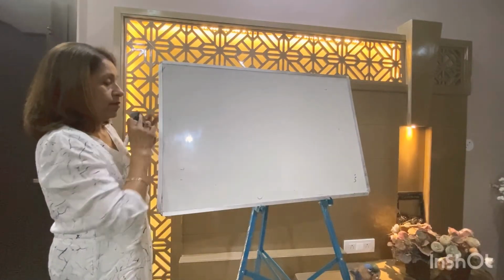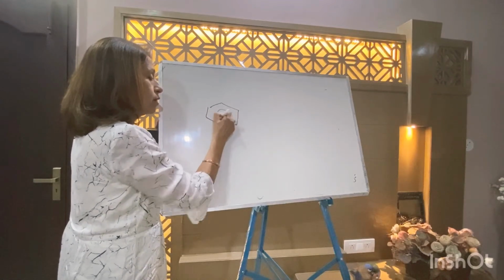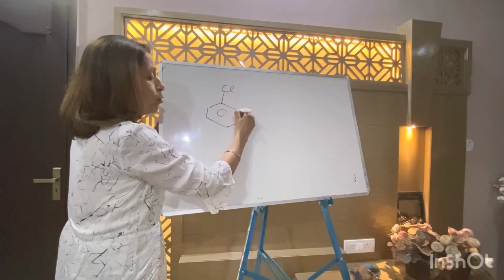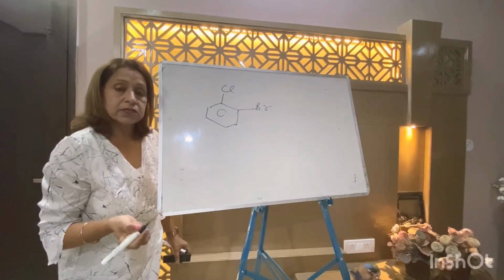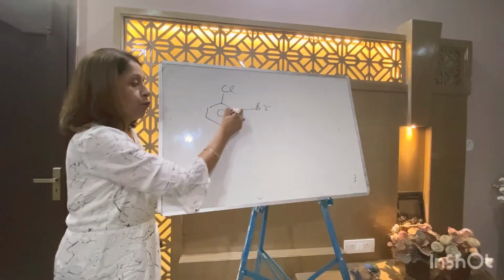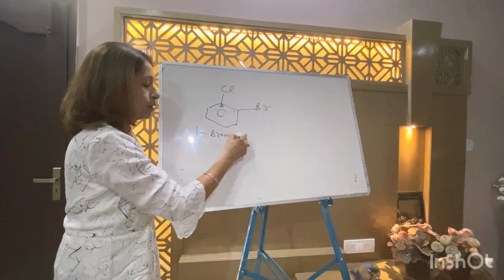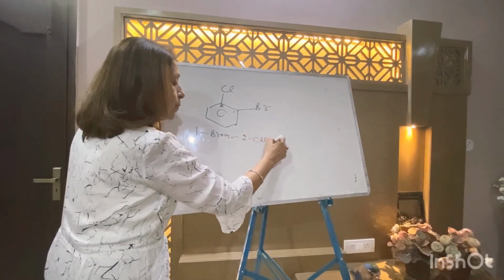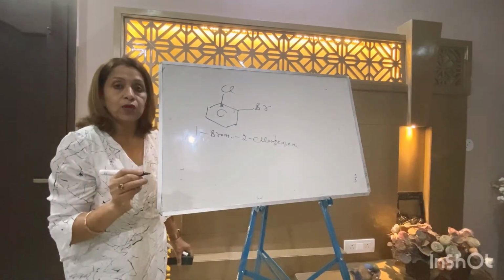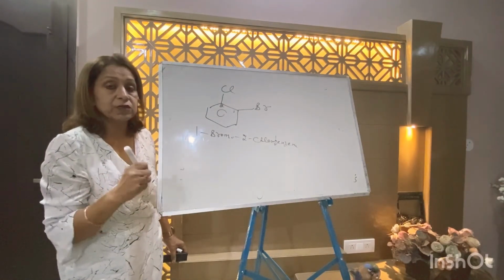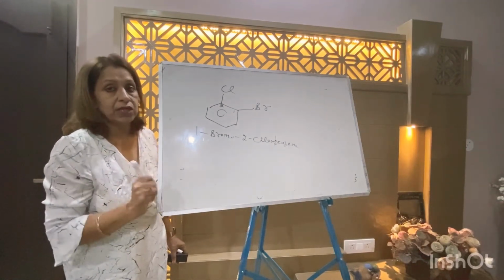Okay, now I'm taking the next one. Now the benzene ring is here. There is a chlorine and a bromine. 2 different halogens are there. Always go by alphabetical order, 1 and 2. So it's 1-bromo, 2-chlorobenzene. It's 1-bromo, not 1-chloro, because A, B, C, bromine comes first. So 1-bromo, 2-chlorobenzene.